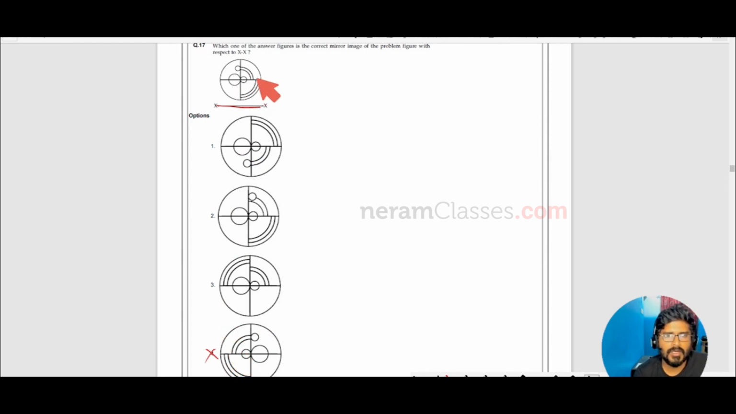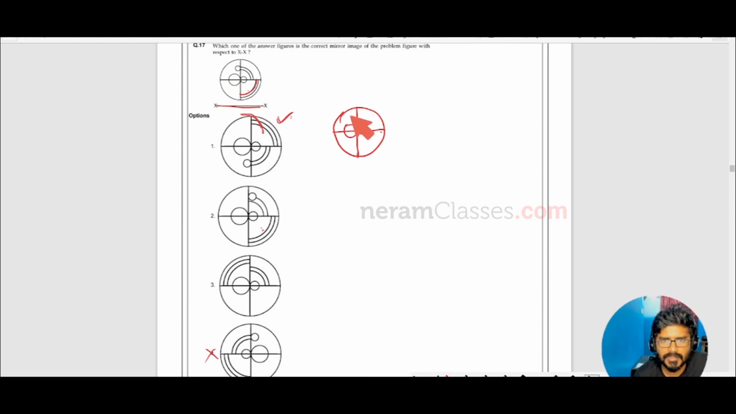Also, this portion here will be in the outer, not in the interior. So it will be in the outer. I'll show you. If you draw the mirror image, we can segment it like this, and we can find out that these are going to be the same because it's a horizontal mirror image.